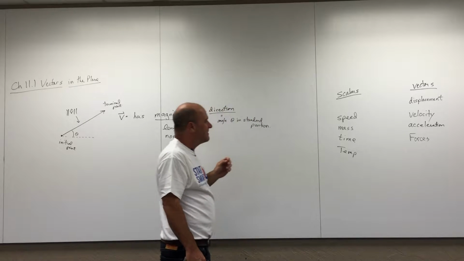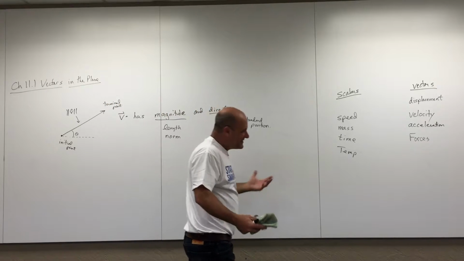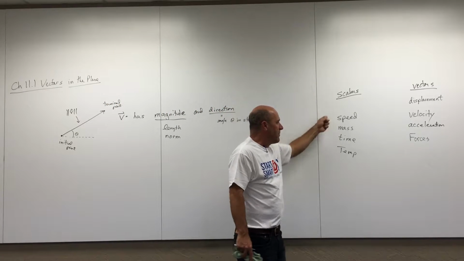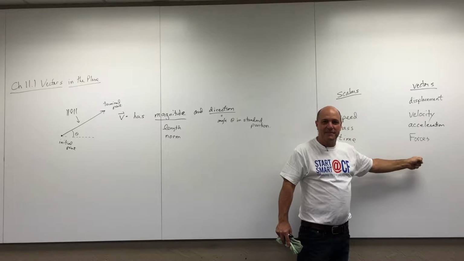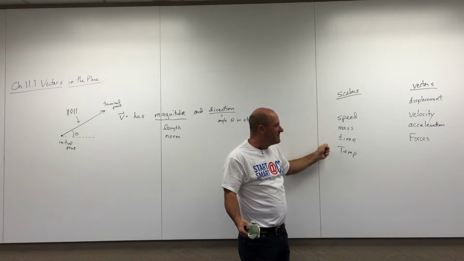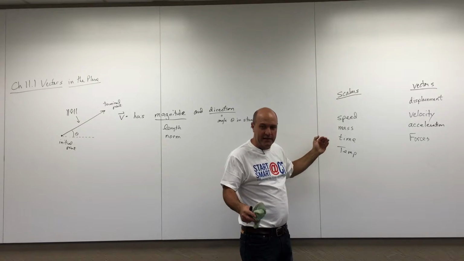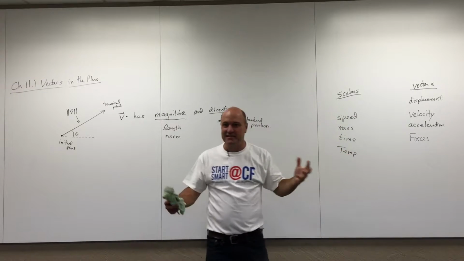So the scalar is just a quantity, and the vector has a magnitude and a direction. These are just numbers, and these are magnitude and direction. And when I say numbers, maybe you could say magnitude. That doesn't really apply to a number, I guess, but one number might be bigger than another number.